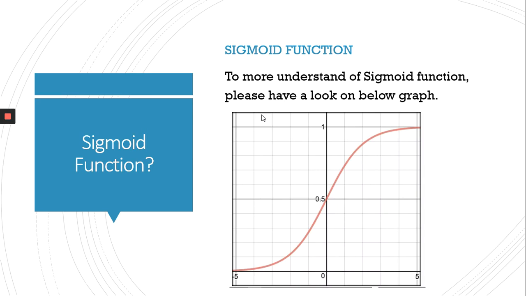Through this graph, you can understand the sigmoid function, which has an S-shaped curve, and its value exists between 0 and 1.